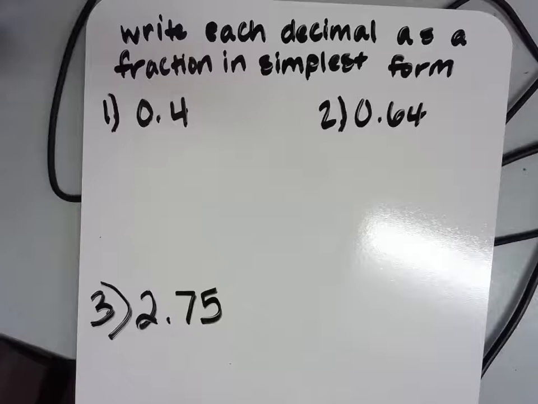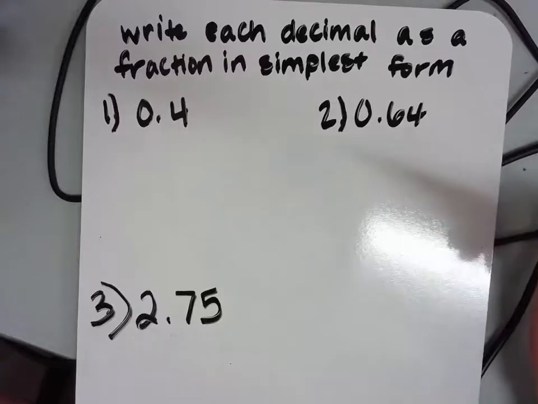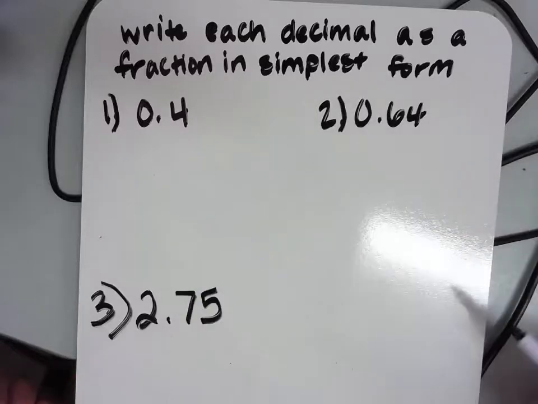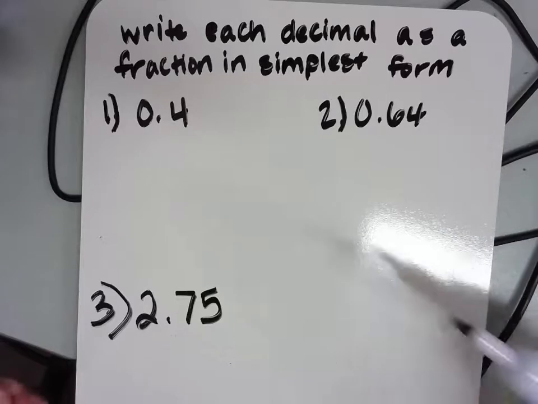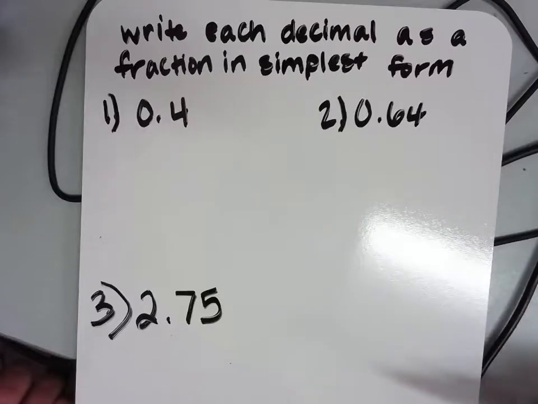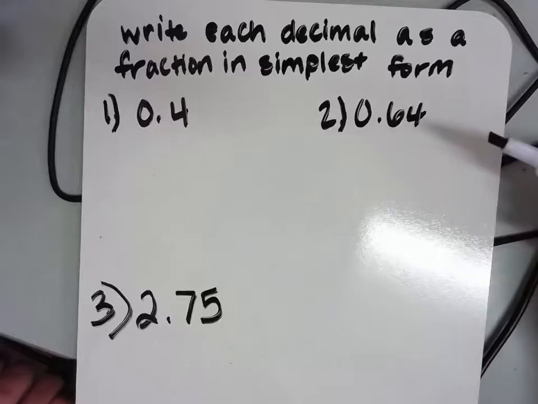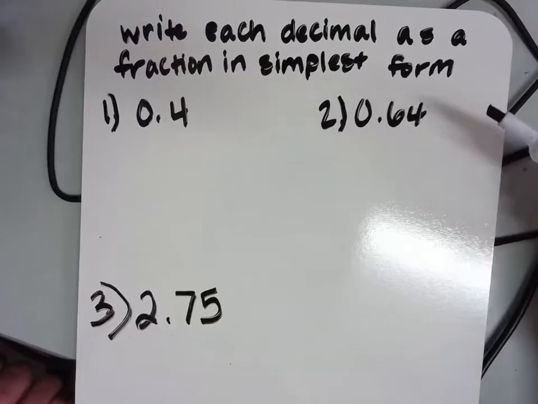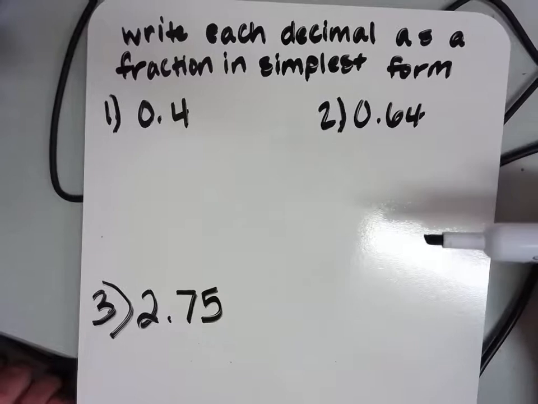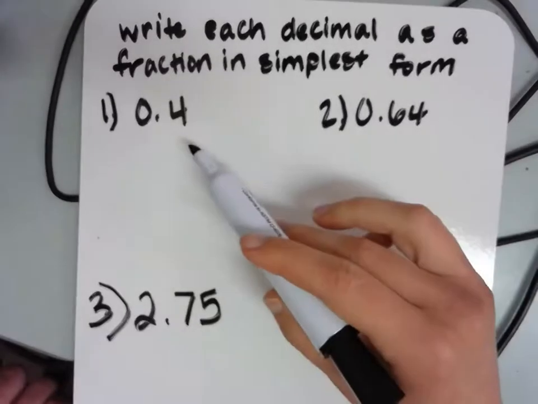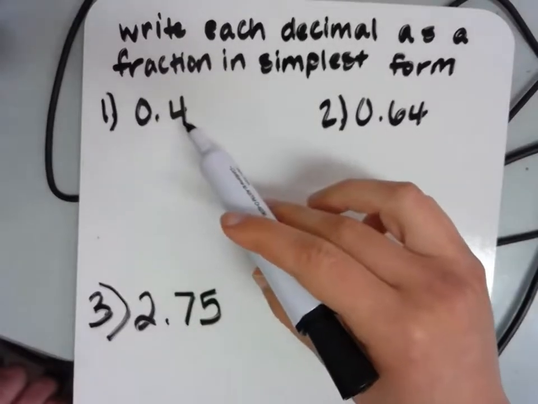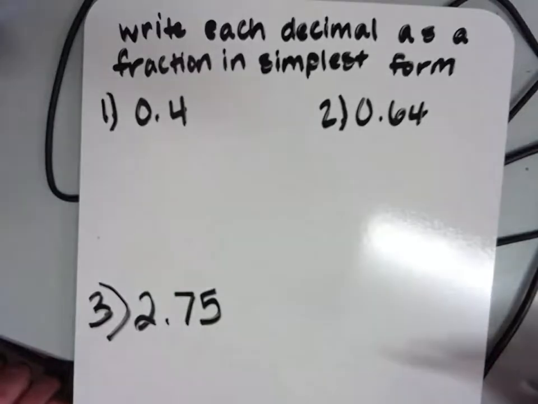Our goal here is to write each decimal as a fraction in the simplest form. So these are all written as decimals, and what I'm going to do is just say them out loud. So for number 1, I have 4/10ths. It's really important that we know our place value, and especially the ones that come to the right, after the decimal point. So for number 1, 4/10ths, because 4 is in the tenths place value.